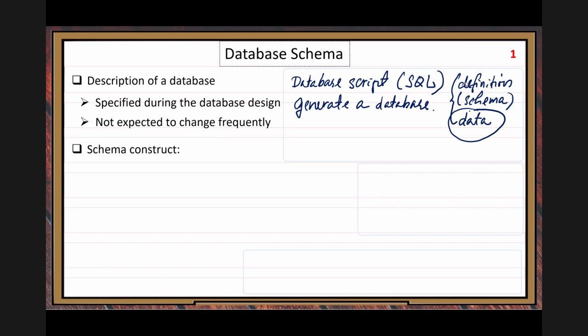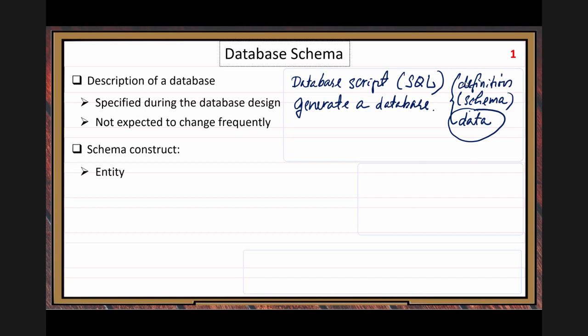Schema construct. How to construct the elements, the pieces you use to define your database. Entity. So what's the entity? Object, the business object you want to describe. That's the entity, business object. For example, student is an entity. Student is a business object. So we want to describe the information about a student.